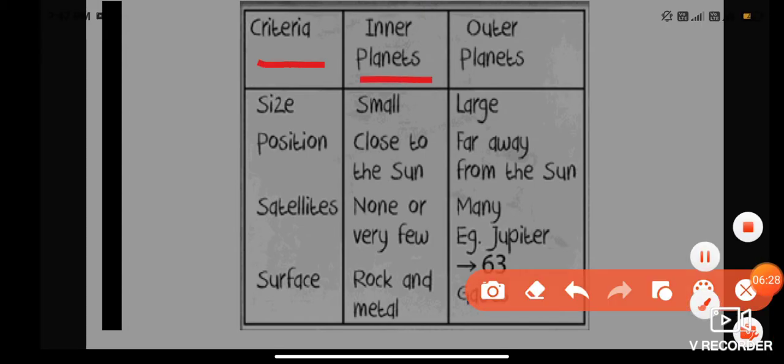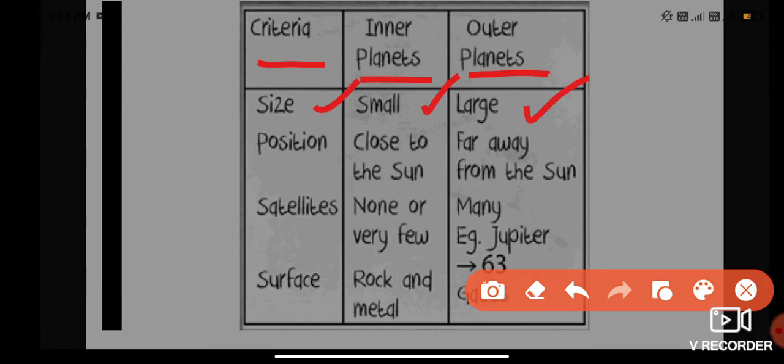Okay, so the table is showing how they are different from one another. There is inner planet, outer planet. Size: small, large. Position: close to the sun for the inner planet, far from the sun for the outer planet. Satellite: some inner planets don't have a satellite, and some have very few, whereas the outer planets have many satellites.